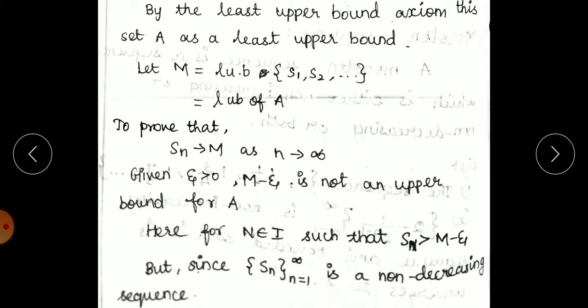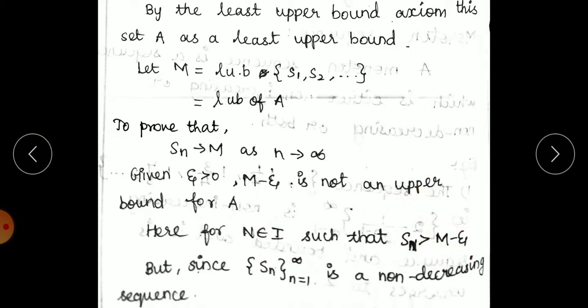Now we have to prove that Sn tends to M as n tends to infinity. Now we come to the convergence definition. So given epsilon greater than 0, M minus epsilon is not an upper bound for A. Because we know that for the limit of the sequence, Sn minus L is less than epsilon. So here M minus epsilon is not an upper bound since epsilon is greater than 0. Hence there exists n belonging to N such that Sn is greater than M minus epsilon.